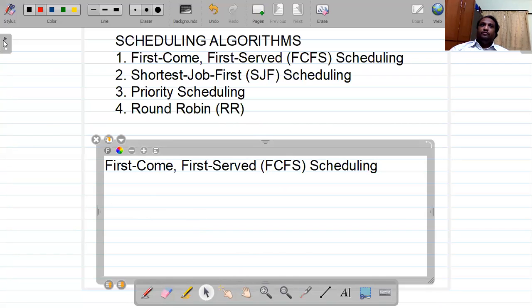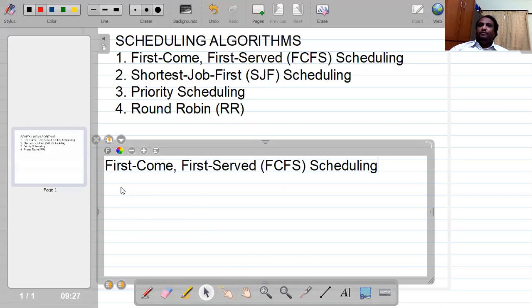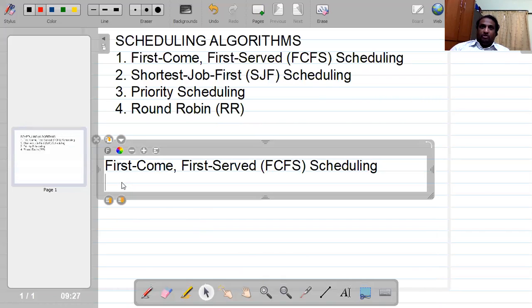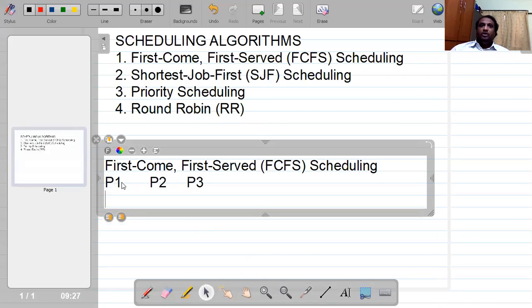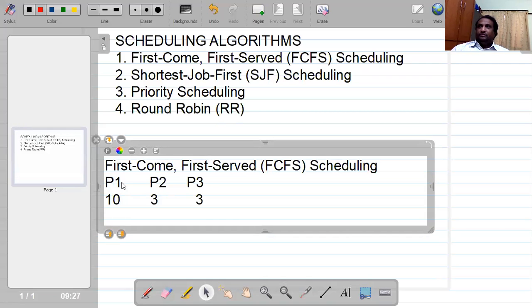Three processes. We have taken three processes, P1, P2, and P3. What is the time duration of P1? 10 seconds. P2? 3 seconds. P3? 3 seconds. Right, everybody? So we have taken the schedules.